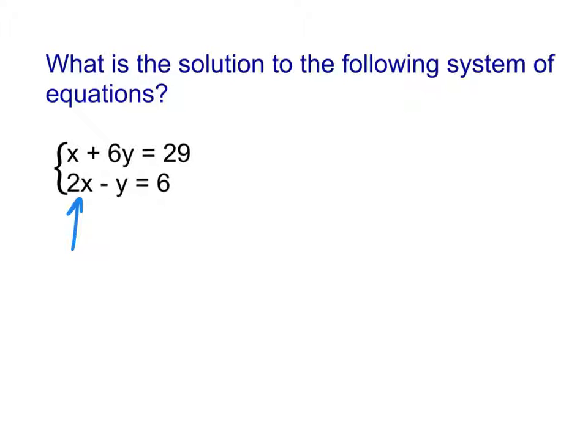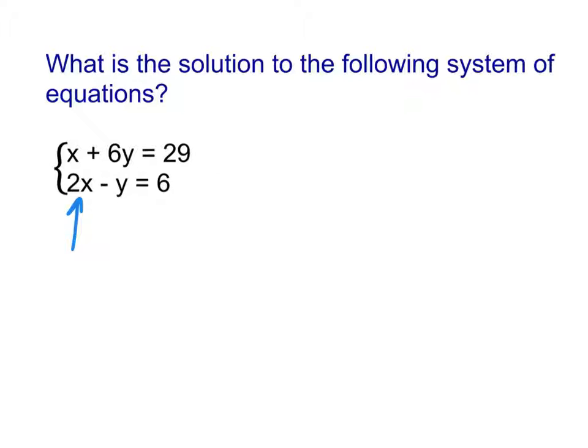Now in order to do that, I'm going to have to multiply either one of them, or you can even multiply both of the equations by different things, and that's going to be okay. But in this case, we only got to multiply one of them. Notice I already have a 2x here. What would I have to make this x so that that plus 2x equals 0? Yep, it'd have to be a negative 2x.